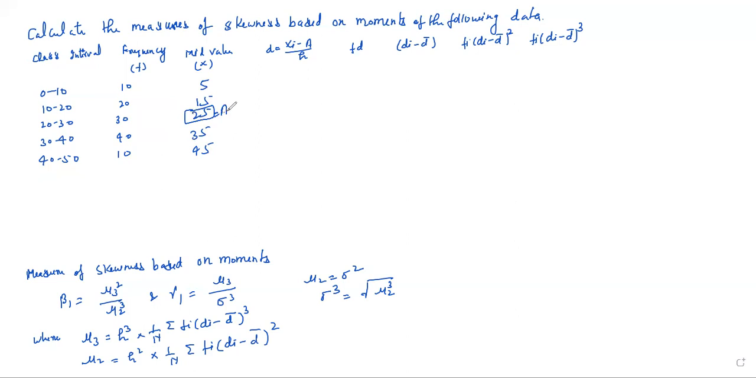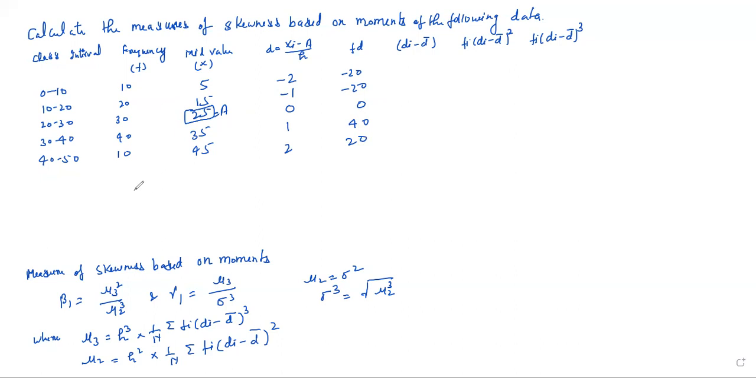This is A. So 5 minus 25 is minus 20. Minus 20 divided by 10 is minus 2. Then minus 1, then 0, then 1, then 2. Now multiply this d into f. So we have minus 20, minus 20 again, 30 into 0 is 0, 40 into 1 is 40, and 10 into 2 is 20.